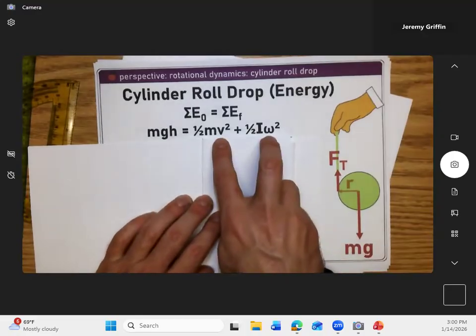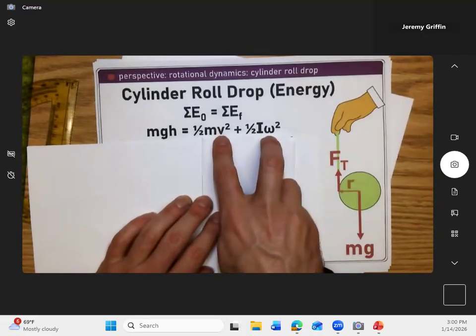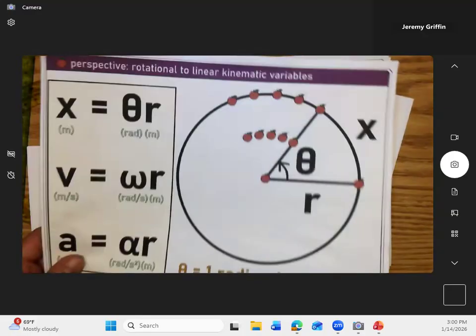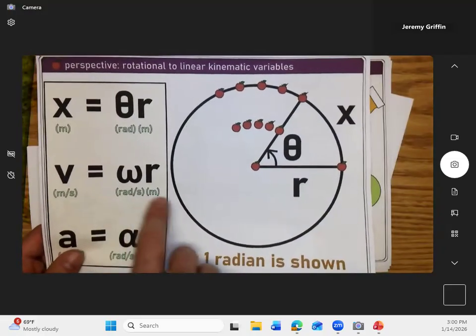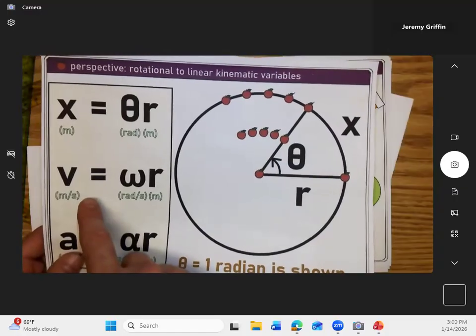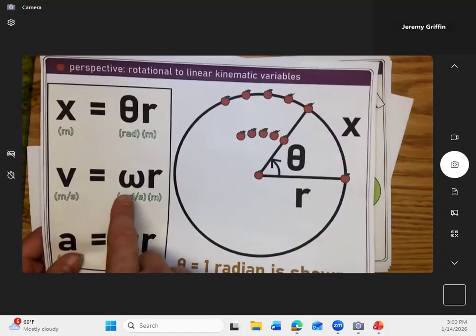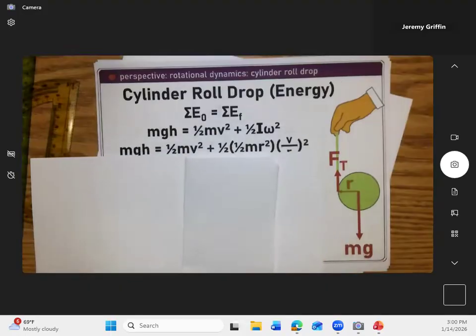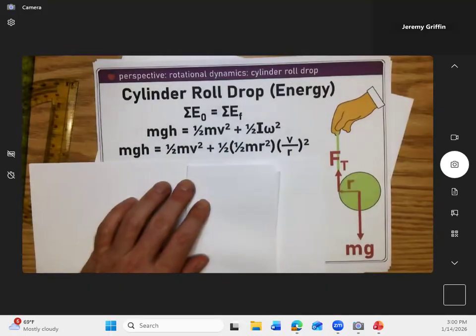Same as before. Is the linear speed of it falling related to how fast it's rotating, omega? Are these related? Yeah, I think that goes back to this one too. So again, I could substitute either way. Let's say I want to solve for v. I know omega is v over r, and I could substitute out the omega. So that's the next step right there.